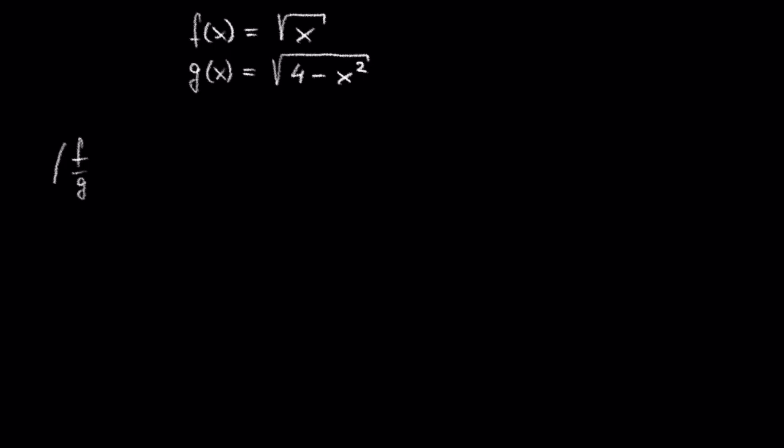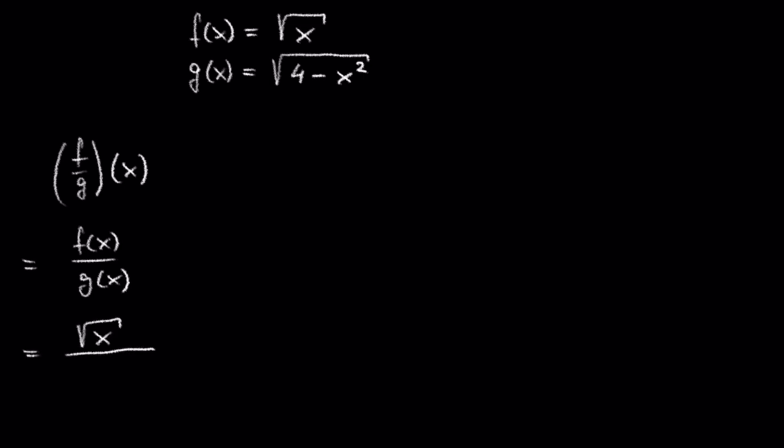Today we are going to find the quotient and the domain of the quotient of the functions f of x equals the square root of x and g of x equals the square root of 4 minus x squared. The quotient of f and g is f over g of x equals f of x over g of x. So we can write the square root of x over the square root of 4 minus x squared.